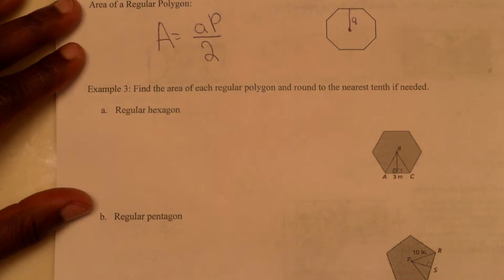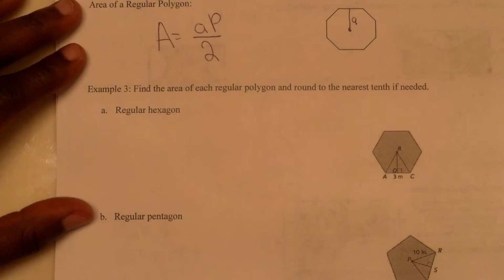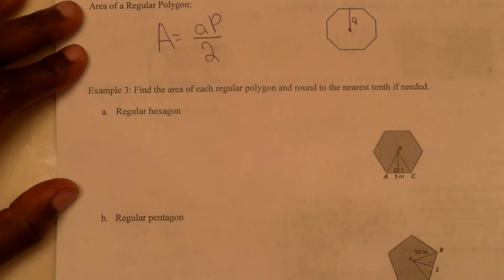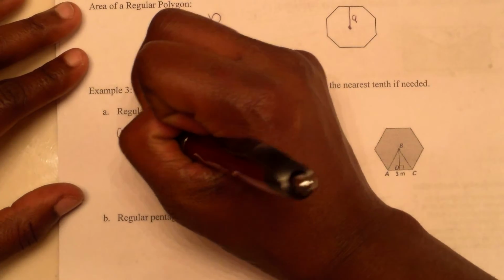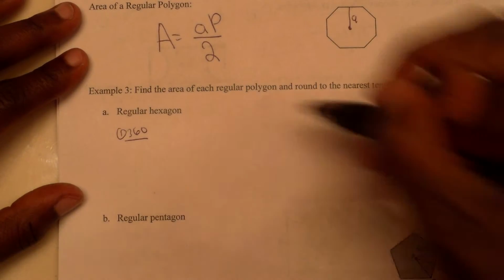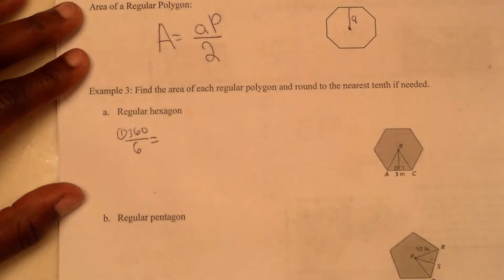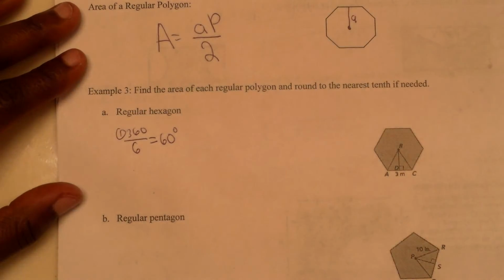We have a regular hexagon here. If you look at the hexagon, one of the sides is 3. The actual apothem is unknown, so we're going to have to figure that out. This is the first step. First, we have to find that central angle. We use step 1, 360 divided by n. Remember, n stands for the number of sides. It's a hexagon, so how many sides? 6. So 360 divided by 6 tells us that central angle is going to be 60 degrees.